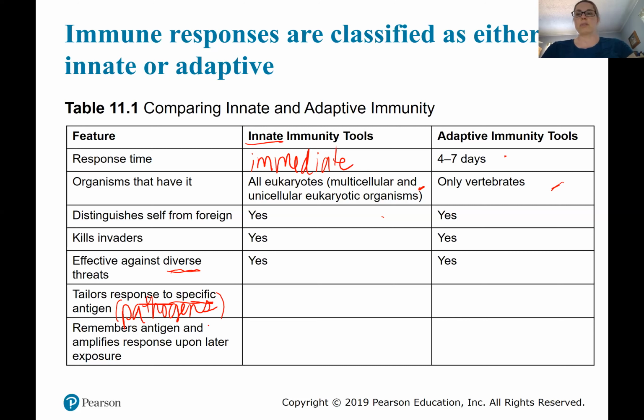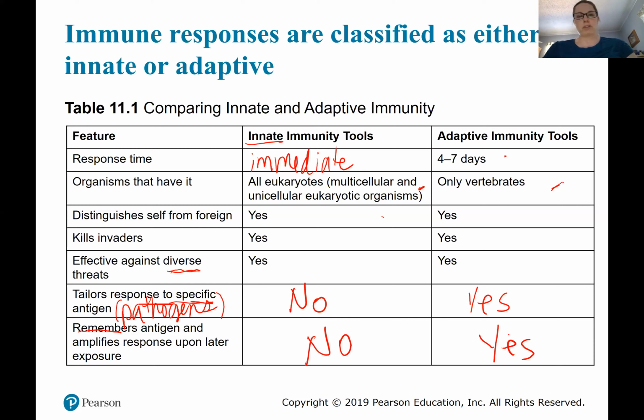Do you guys remember which one that was? Was it innate or was it adaptive? That tailors it specifically to a specific type of organism or specific antigen. That would be the adaptive. Innate does not do that. It's non-specific. It just recognizes everything as foreign, and it's going to eliminate it or identify it as worthy of attack. Is there a memory? Does it remember that response? Nope. But yes, with the adaptive.